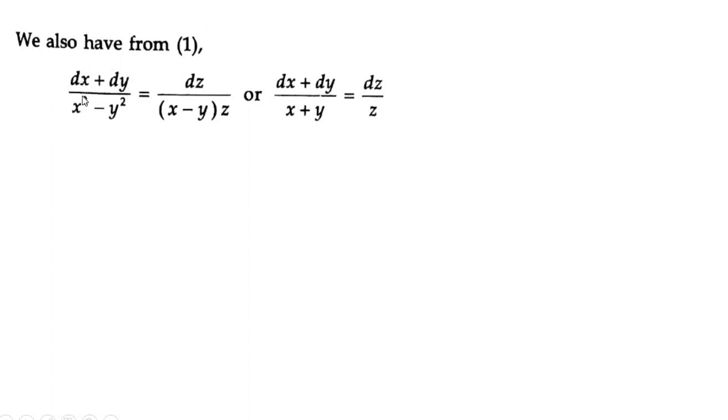Okay. So what is x square minus y square equal to? x square minus y square is also equal to (x minus y) into (x plus y). You have to apply the formula (a minus b) into (a plus b). So what is (a minus b) into (a plus b)? (a minus b) into (a plus b) is a square minus b square, right? So dx plus dy divided by x square minus y square can be written as (x minus y) into (x plus y). Since you have an equal sign, x minus y will get cancelled on both the sides. x plus y will remain here. So you get dx plus dy divided by x plus y is equal to dz by z.